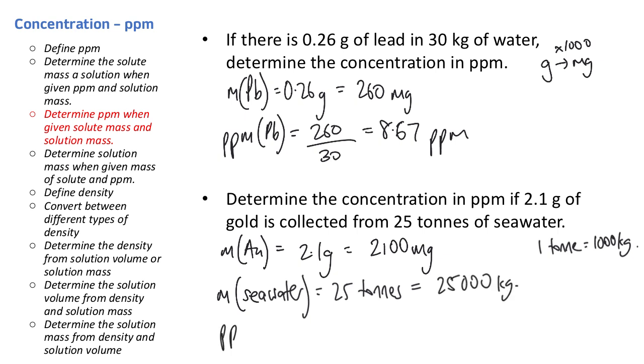Then you can do parts per million of the gold in the seawater, which is 2,100 over 25,000, which happens to be 0.084 parts per million, with parts per million being the unit. Okay, let's move on.